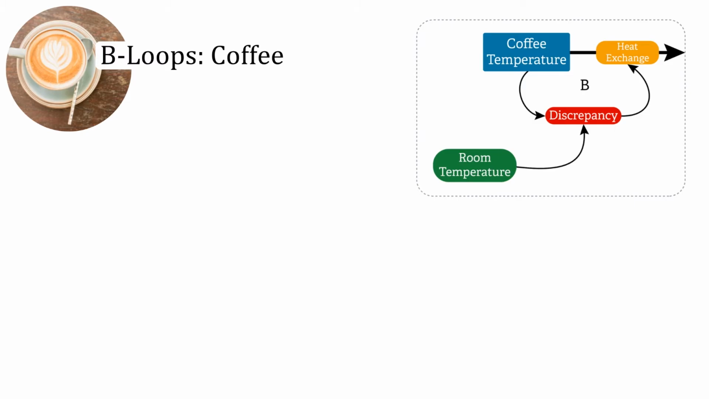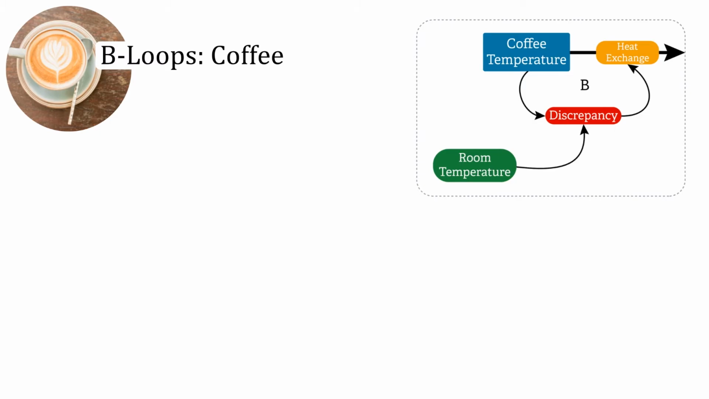So basically what this balancing feedback loop, which I've indicated with a B, is doing is taking the difference between the coffee temperature and the room temperature and then correspondingly adjusting the outflow of heat exchange. So basically if we have very hot coffee, the difference between it and the room temperature will be correspondingly large, and there'll be a larger exchange of heat with the environment than if the coffee were cooler.